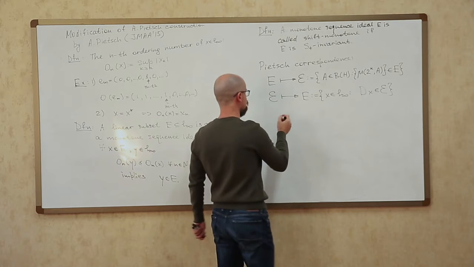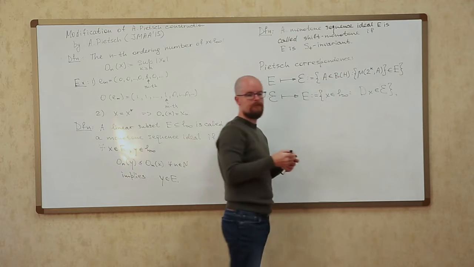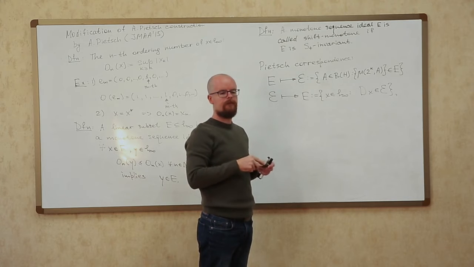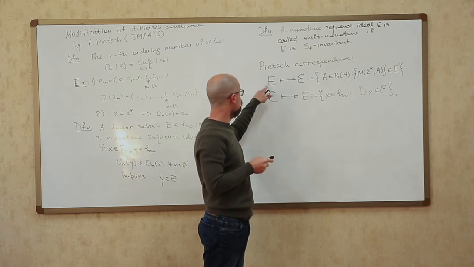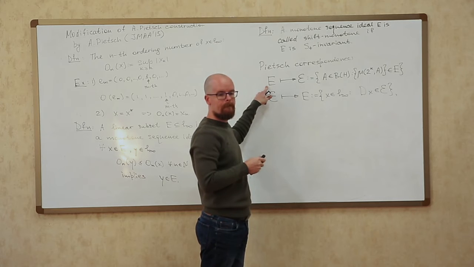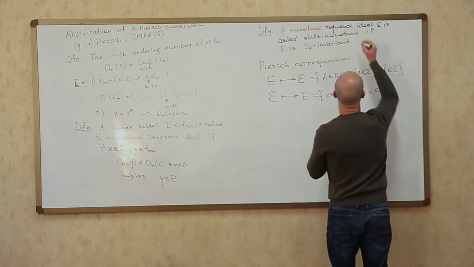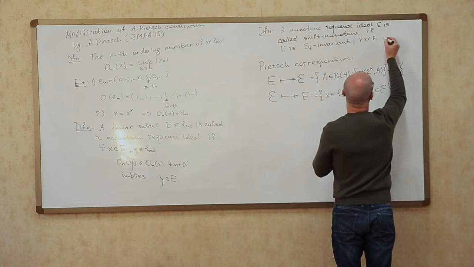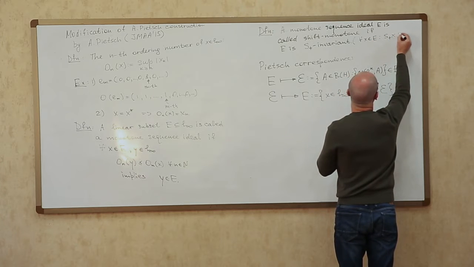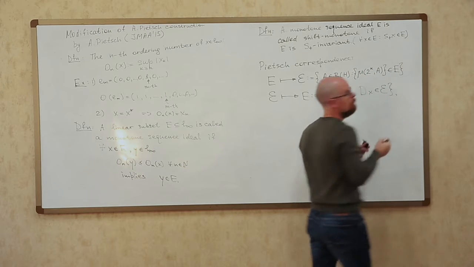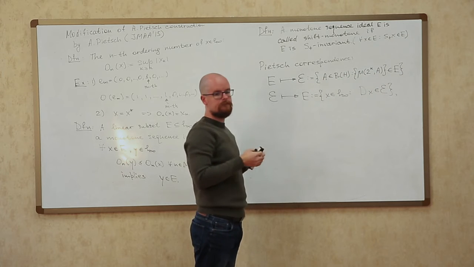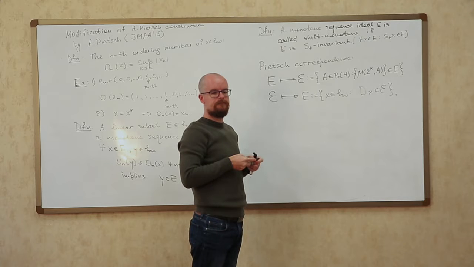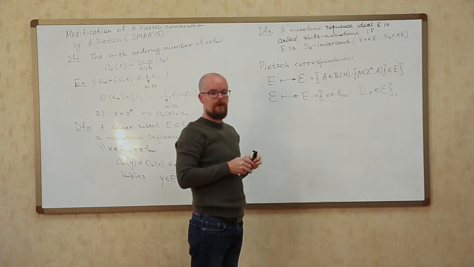When you say ideal E is shift monotone, it means E equals S plus E. It means that for every x from E, S plus x is also in E. So does this imply the left shift as well? S minus? You mean S minus?